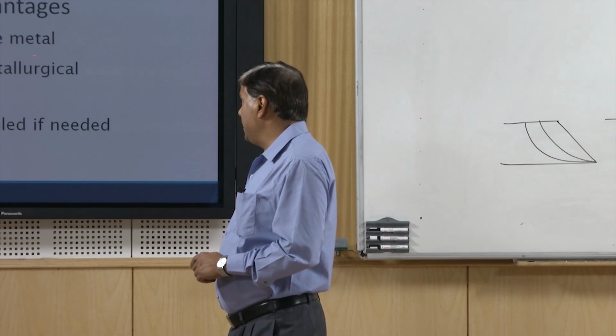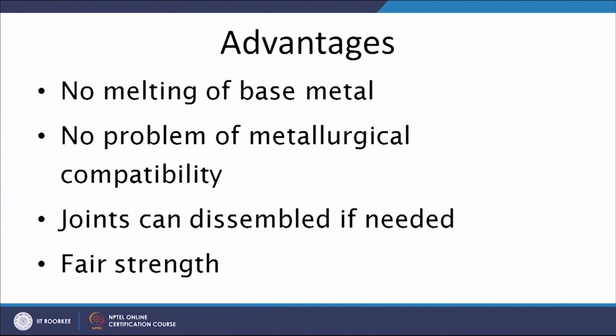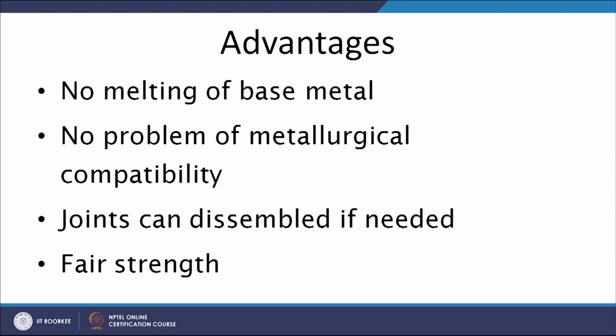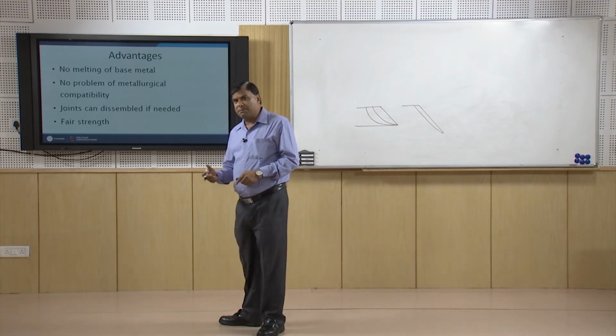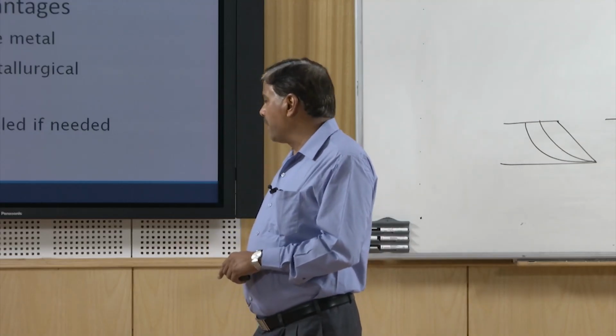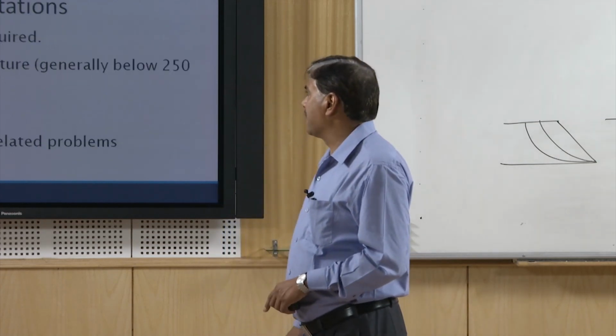Additionally, there is no melting of the base metal, so no problems related to metallurgical compatibility. And if required, the joints being weaker than the base metal, joints can be broken if disassembly of the assembly is required. For moderate applications, moderate load conditions, the joint is of fair strength.